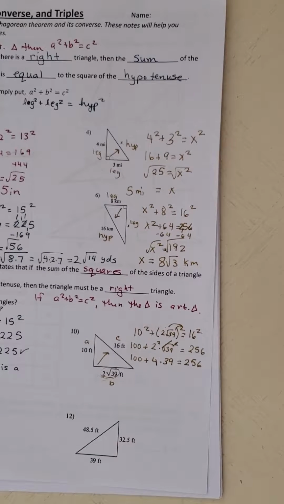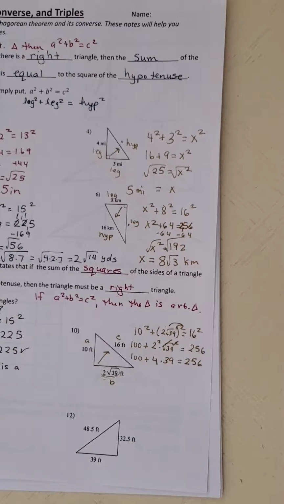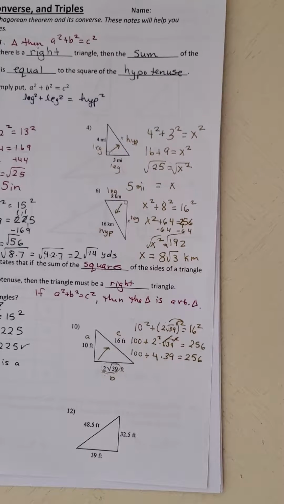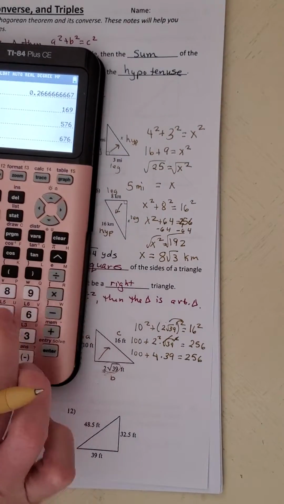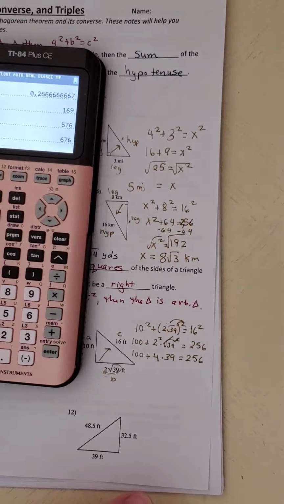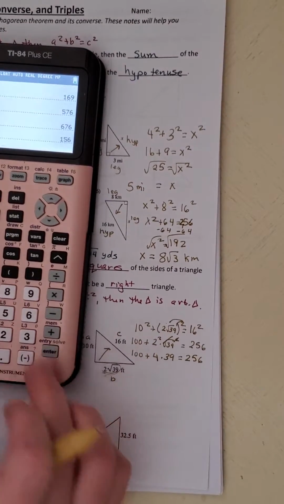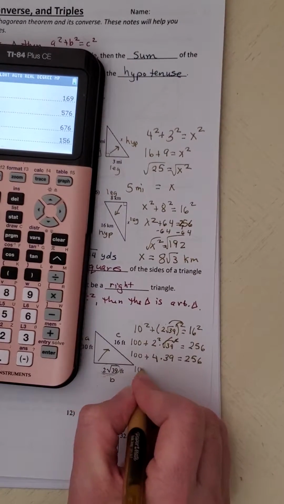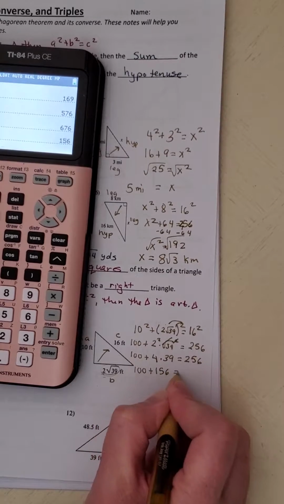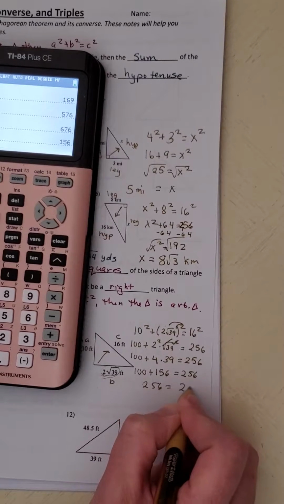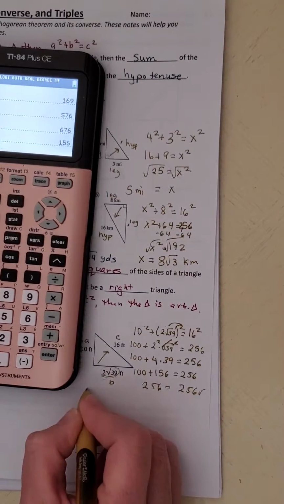And so we're going to verify that by multiplying. I'm going to get my calculator out so I don't make any errors. So 4 times 39, although 4 times 40 is 160, and so it's 156. All right, so there it is, 100 plus 156, is that equal to 256? Yes, 256 is equal to 256. So check, this is a right triangle.